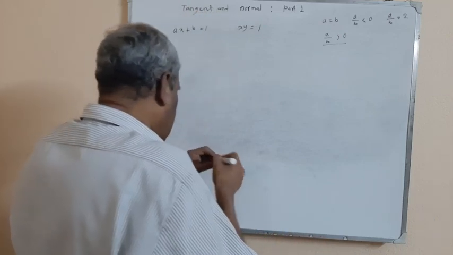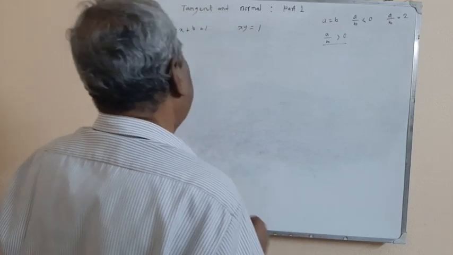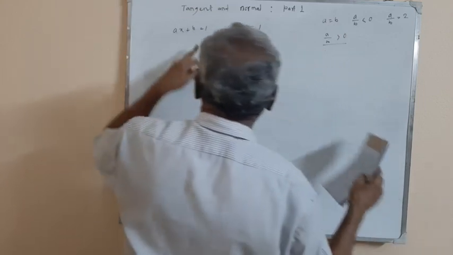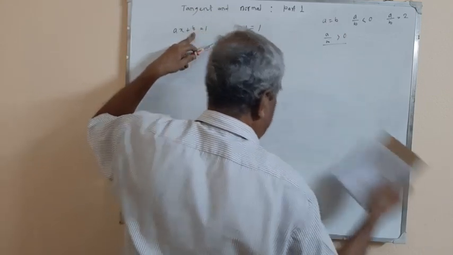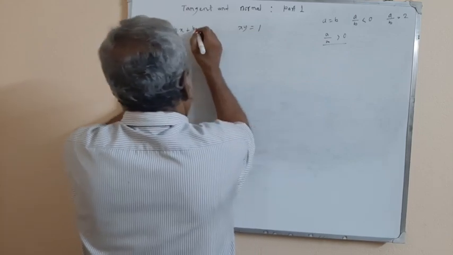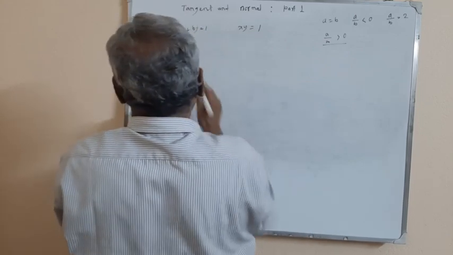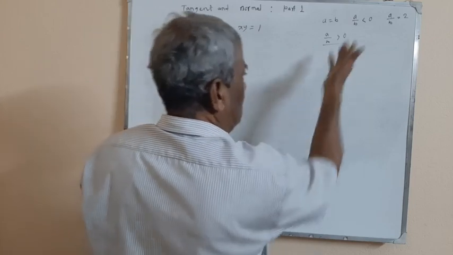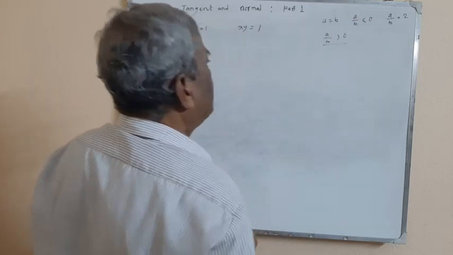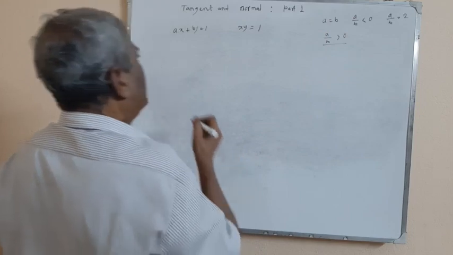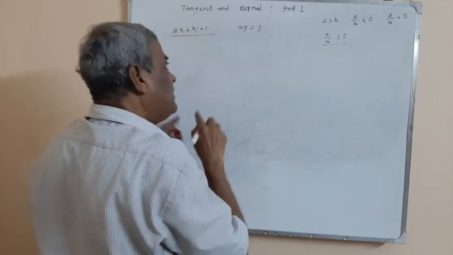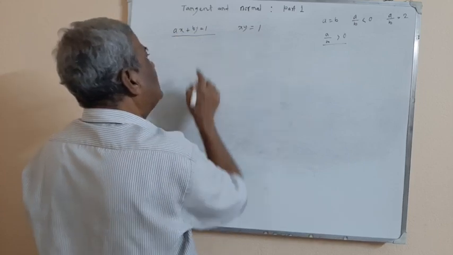So in that problem, given that ax plus by is equal to 1 is a normal to that. Then which one is correct? So this is a straight line, given that it is normal to that.